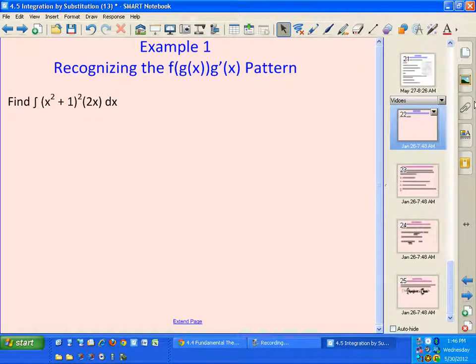Hello and welcome to section 4.5, integration by substitution. All of this is going to be trying to make our lives easier. This is going to be kind of undoing the chain rule that we have dealt with before.